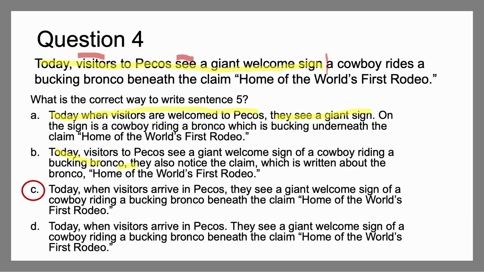And then finally, today, when visitors arrive in Pecos, already I know this is not going to be the correct answer because this is an incomplete sentence. It is a fragment, and that's incorrect. So C is what we're left with.